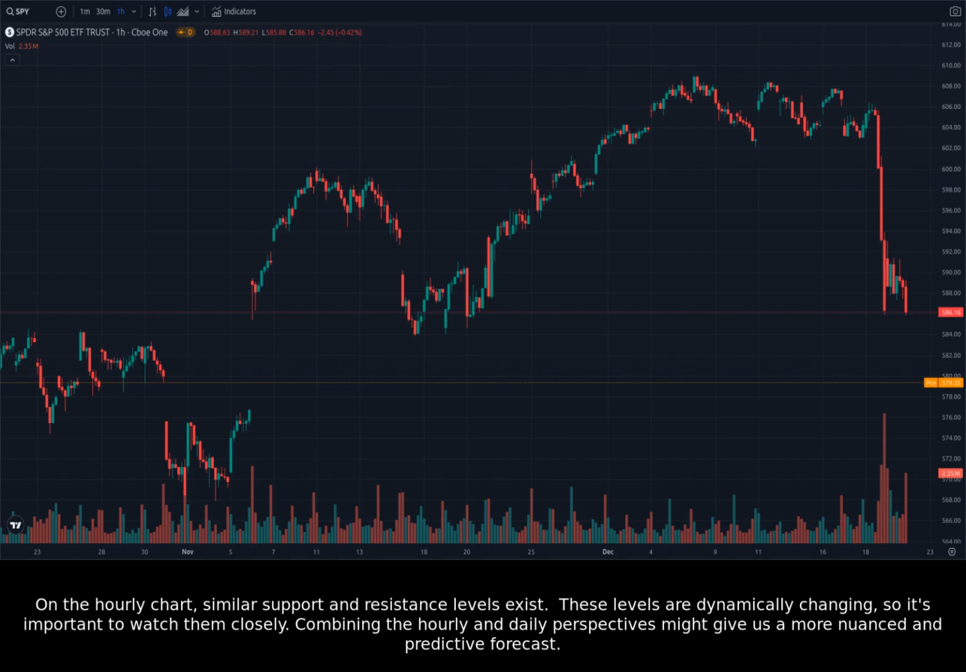On the hourly chart, similar support and resistance levels exist. These levels are dynamically changing, so it's important to watch them closely. Combining the hourly and daily perspectives might give us a more nuanced and predictive forecast.